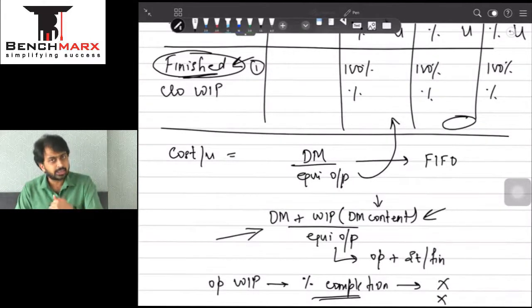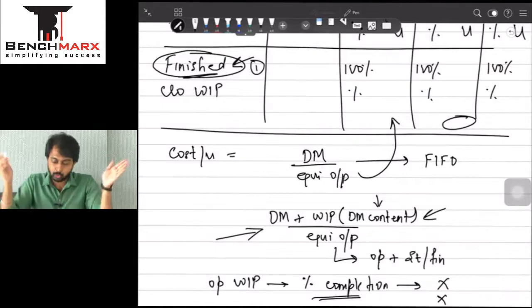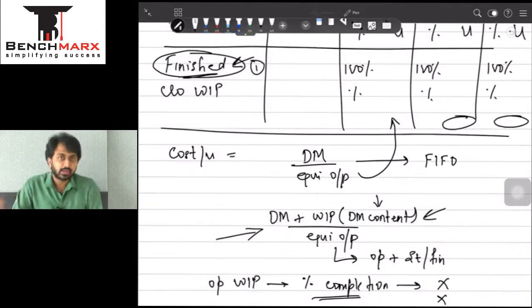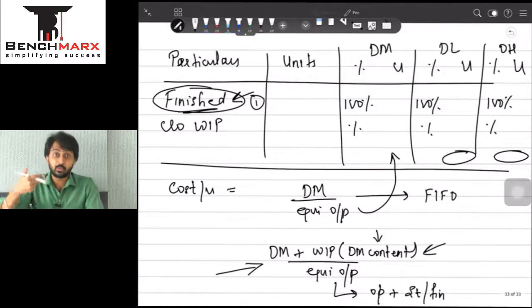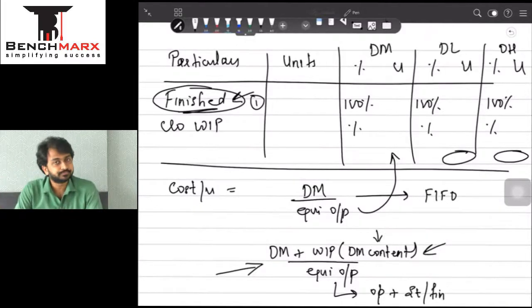I'll take the current overheads plus the opening WIP overheads content, and the entire numerator divided by the equivalent output, and I will get the weighted average cost of DM or overheads per unit. Understood? So once I do the statement of equivalent output as per VAM, once I do my valuation as per the VAM, then we proceed further as we normally do.